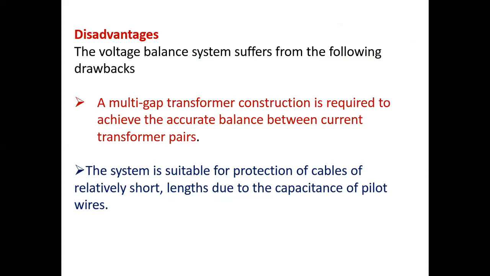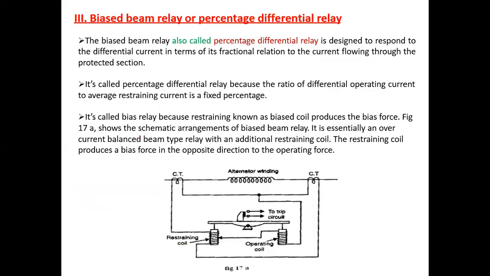The disadvantages of voltage differential relay. The voltage balance system suffers from the following drawbacks. A multi-tap transformer construction is required to achieve accurate balance between current transformer pairs. The system is suitable for protection of cables of relatively short length due to the capacitance of pilot wires.